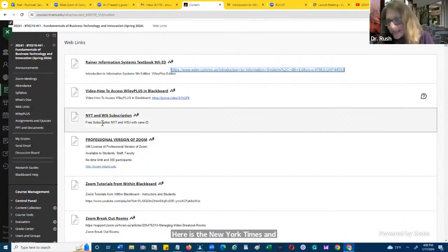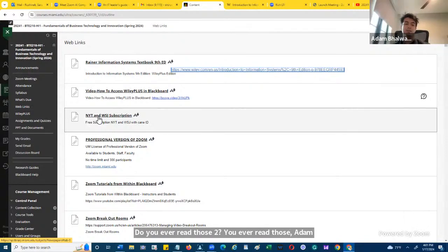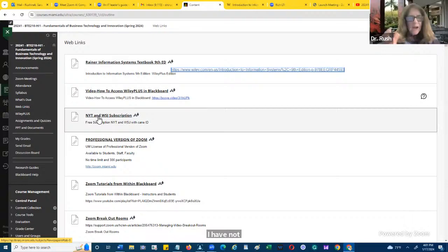Here is the New York Times and Wall Street subscription. So you can see here, Adam, did you know that you could get the New York Times and Wall Street? Do you ever read those two publications? You can be honest. Do you ever read those, Adam? I have not. Okay, so you'll read them this time and I'll show you what to do.